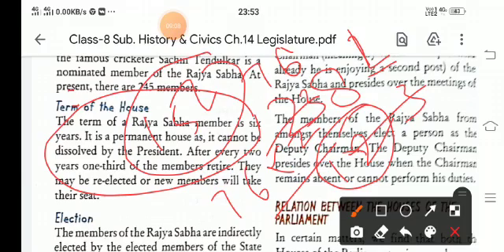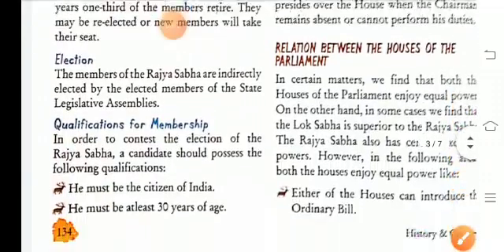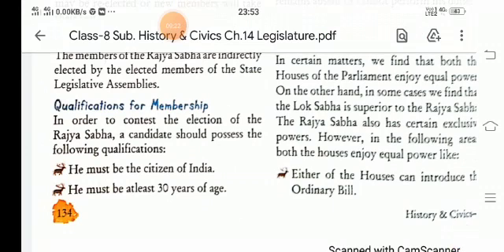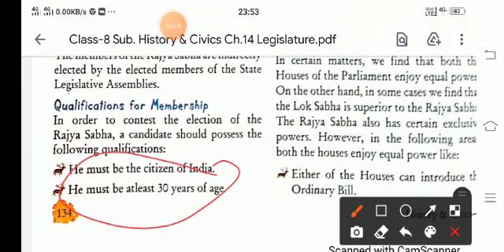Now, what is the qualification? The qualification of the members of Rajya Sabha is that he must be a citizen of India, and in the case of Rajya Sabha, his age should be 30 years. And he must possess the same qualifications under the law made by the parliament.